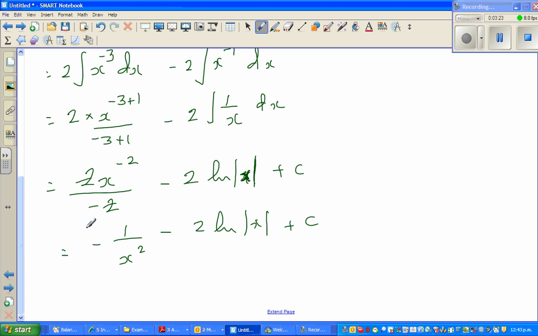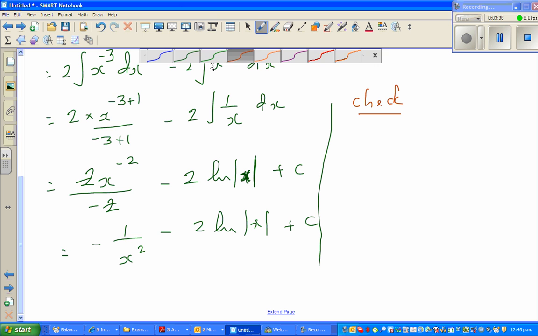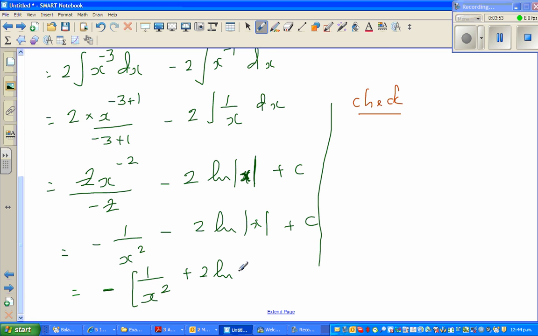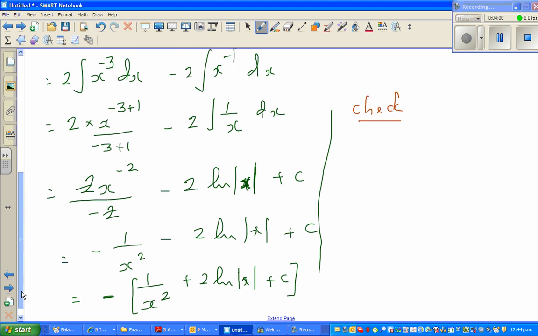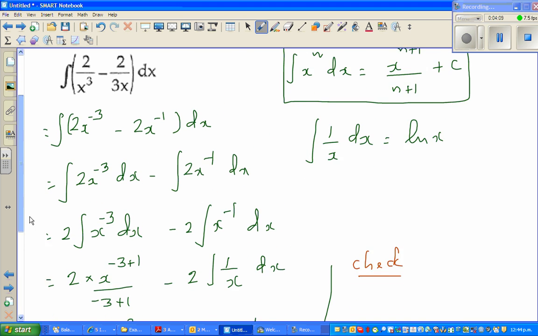Okay, now how will we check the answer? So to check the answer, let me do it in a different color. I want to check whether the answer that I got is right or wrong. So can I simplify this? Minus, you can factor out the minus. So this is 1 over x squared plus 2 natural log of x plus c is the answer. Okay, so let me check whether the answer is right. If you differentiate this, you should get this back. It's always good to check your answer.